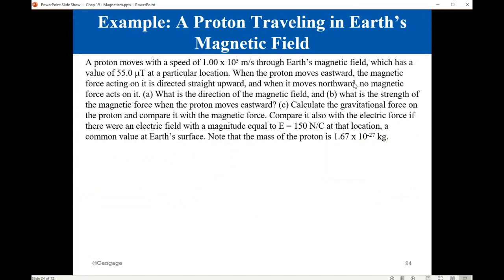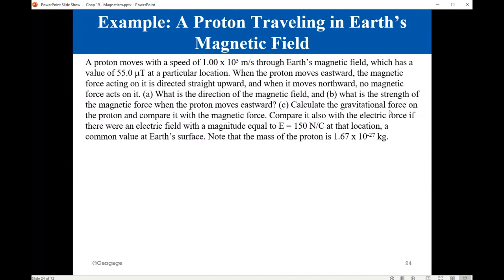So when it moves northward, this means it is parallel to the magnetic field. When it is parallel, the angle is 0. When the angle is 0, there will be no force. So no magnetic force. Then, A, what is the direction of the magnetic field? B, what is the strength of the magnetic force when the proton moves eastward?